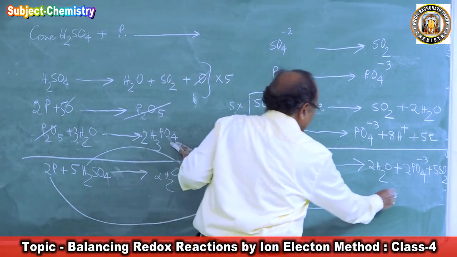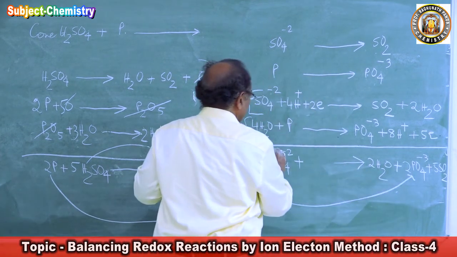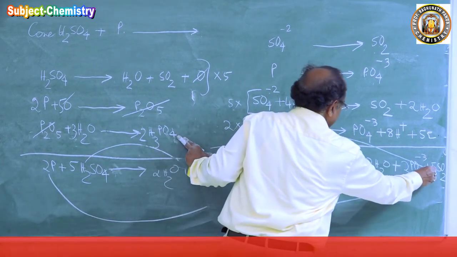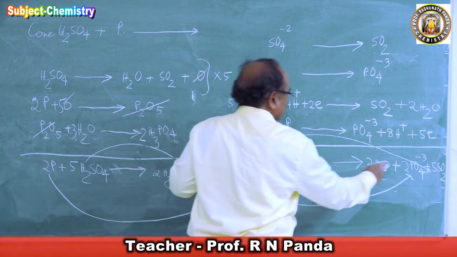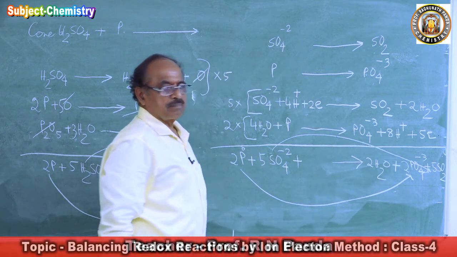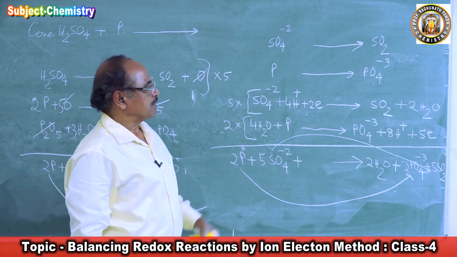So this is the oxidation, and the sulfate to sulfur dioxide is the reduction, where the oxidation number of phosphorus is 0 and it is becoming phosphate, plus 5. So this is the way to balance the equation.